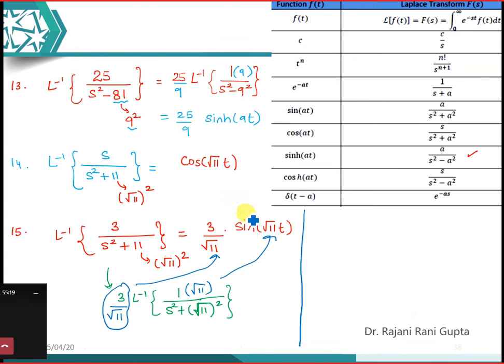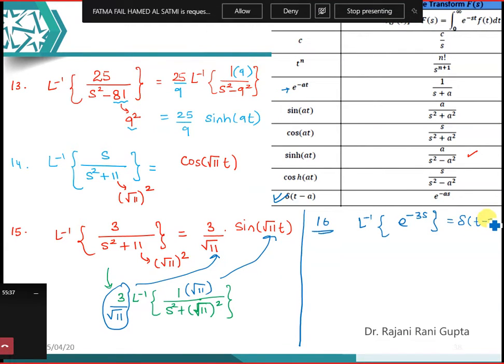Okay, so let's work with the last rule. If it is say Laplace inverse of e power minus 3s, direct application. Remember the function of s, don't mix with this one. So it gives you delta t minus 3.